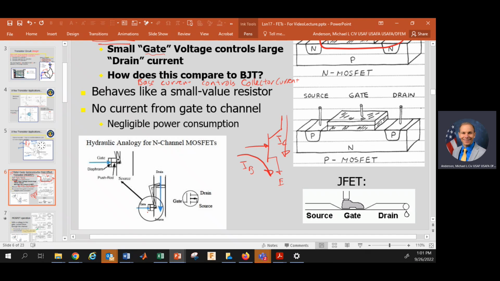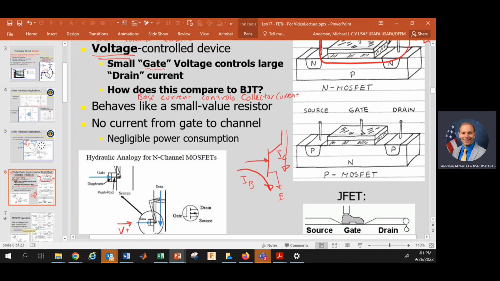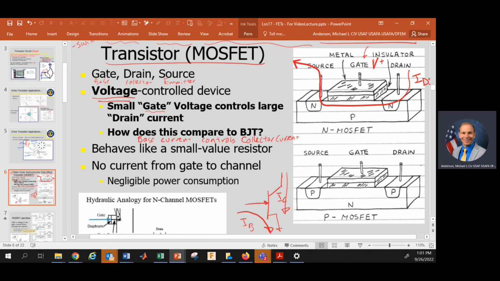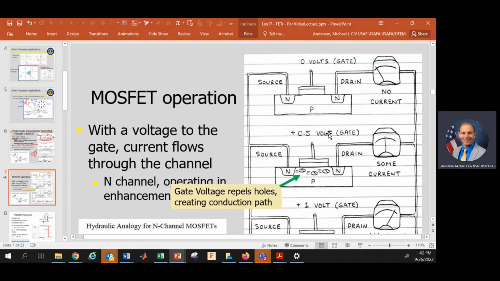fluid. So here we can see the pressure pushing on the gate is like a voltage, and that moves this out of the way and allows current to flow through. Okay, so that's essentially how this device operates. We need a large gate voltage in order to allow current flow. And in the next slide, I'll talk about the physics of kind of how that's working.